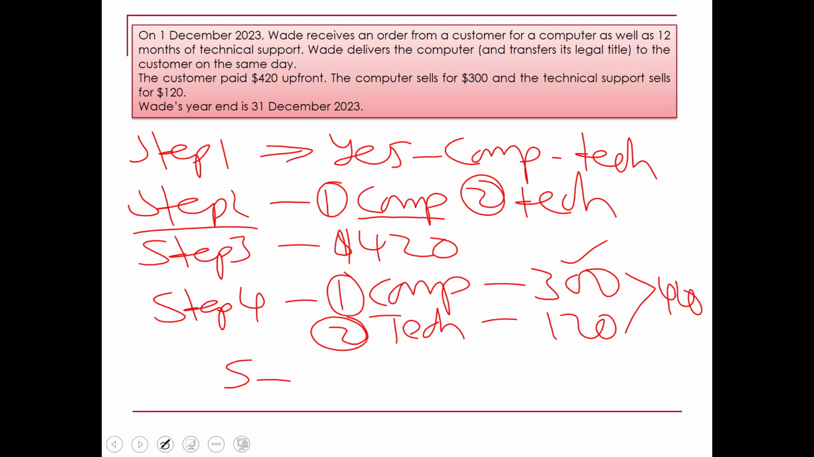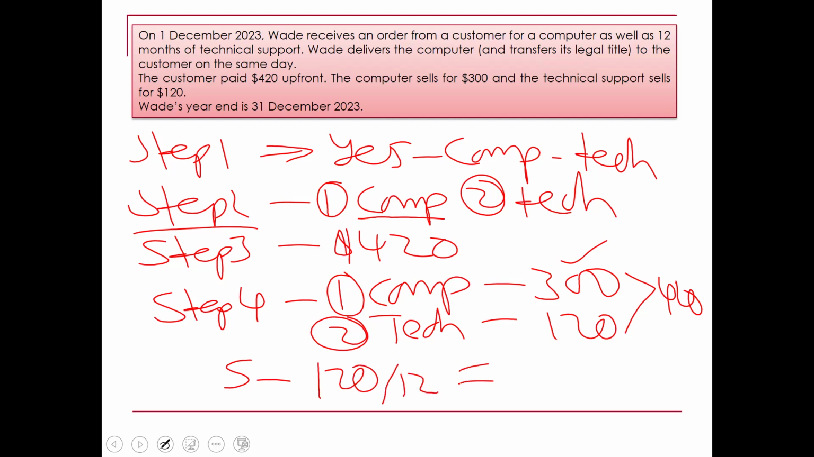Then we are told that the 120 technical support is going to be over a period of 12 months. Now, this transaction happened on 1 December. Our year end is 31 December, which means we cannot recognize the whole 120, considering that the whole 120 is for a 12-month period.